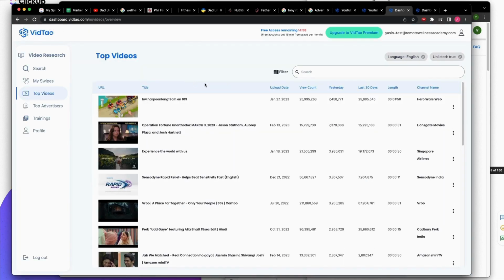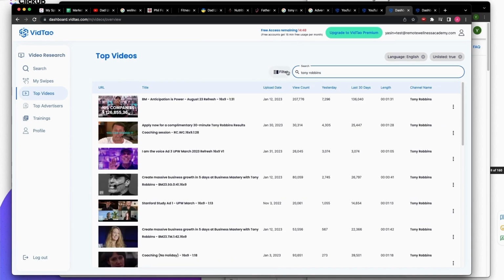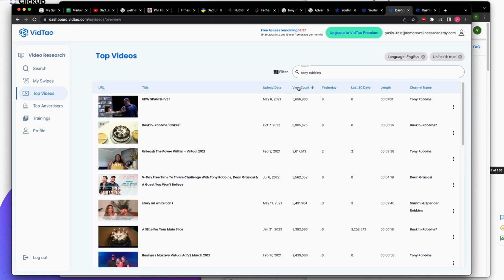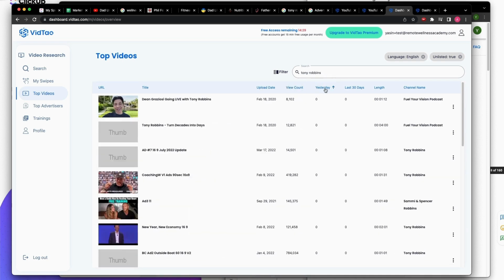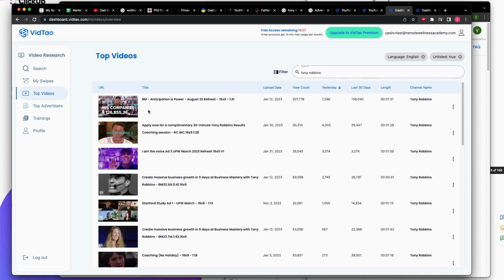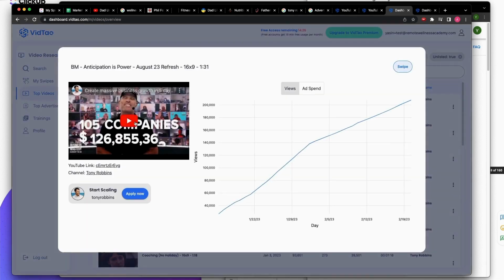There we go. Awesome. So it says on here, I got free access for only 15 minutes of usage per month. Oh man, that sucks. Okay, well anyways, let me show you what this looks like and these different resources. So if I type in Tony Robbins, you'll see on here that it actually shows me the YouTube ads that he's been running. And I can see what ads he's currently running based off of the view count. Let's say based off of the last 30 days. There we go. And so it looks like he's running this ad.